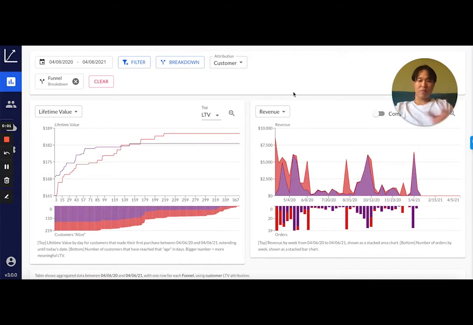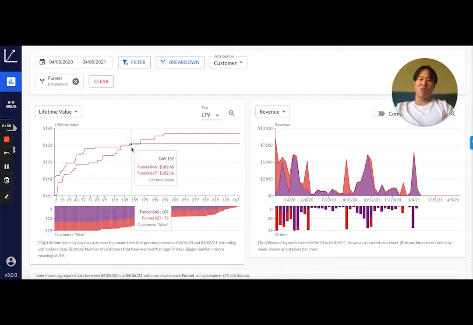All right, so here we have the LTV Numbers tool, and we're looking at data for the past 365 days, the past year, and we're breaking our data by funnel. Now here on the left, you can see the LTV lifetime value graph, and on the right, we have our revenue graph. For the purposes of this video, just completely ignore the right graph. You don't need to know what that is, and I'll explain that in detail in another video.